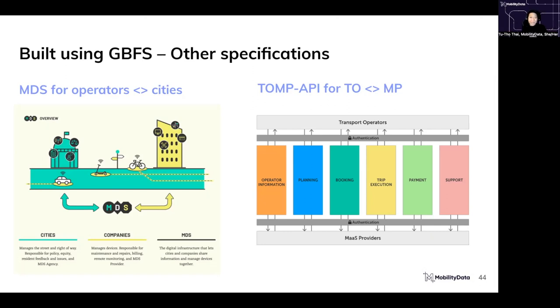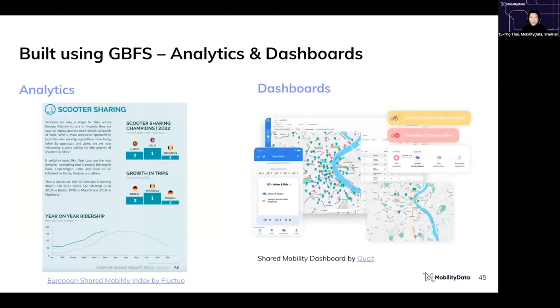So that is actually quite useful if you're using a different app than the one provided by the operator or for a multimodal journey. Also built using GBFS: analytics and dashboards. Any of you who are interested in how many shared mobility systems there are in your area, in your country, around the world, that would be built based on GBFS feed analytics, obviously not only, it has to be crossed with other types of data, but it gives you insights like the one here on which is the country with the most riders, for example, on scooter sharing.